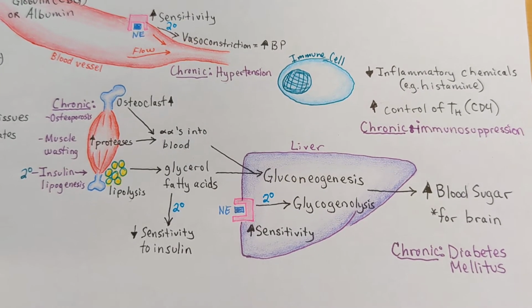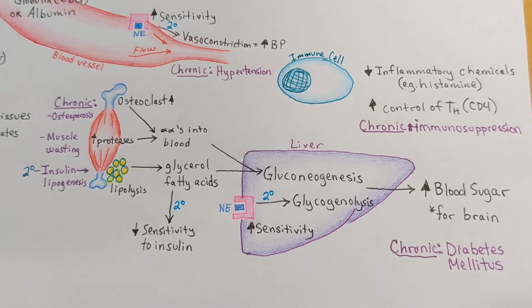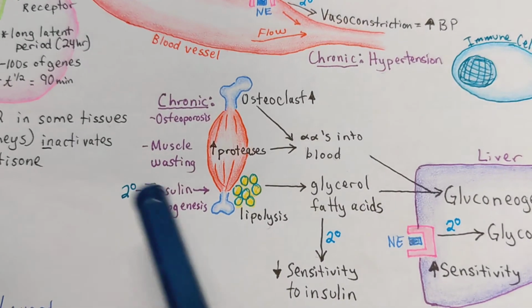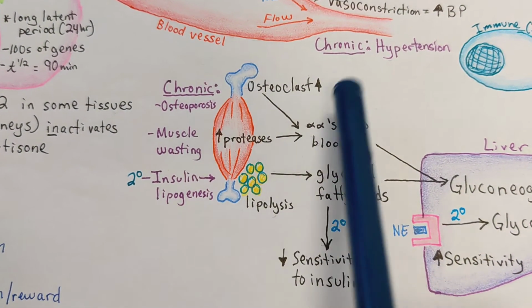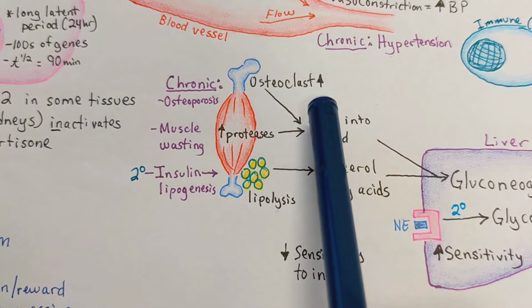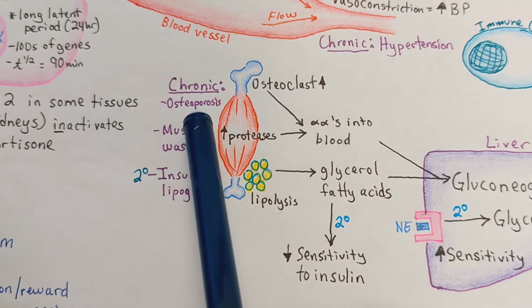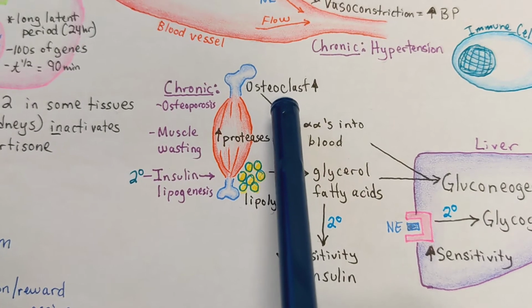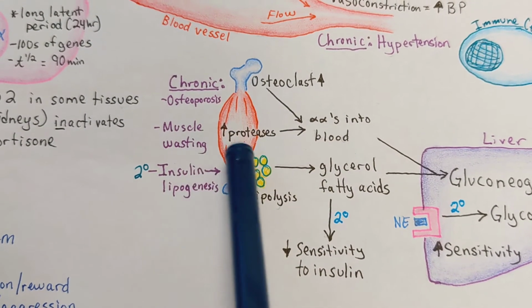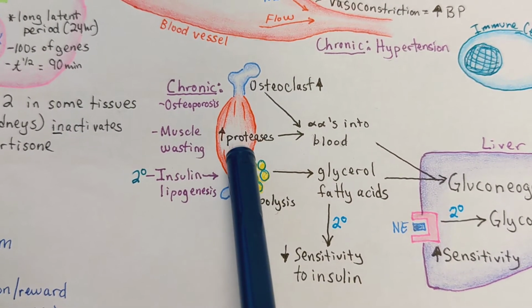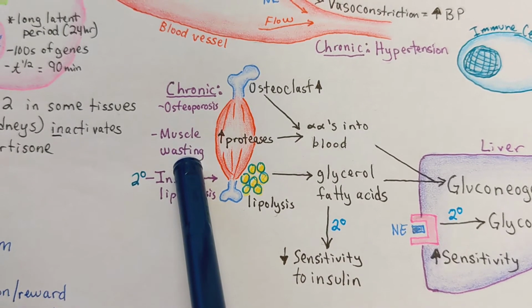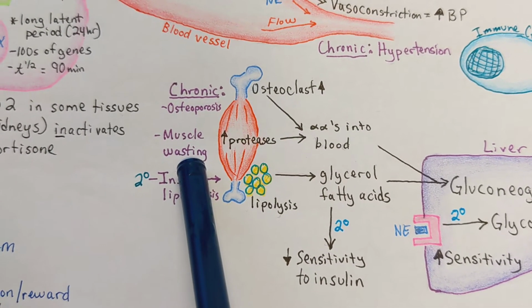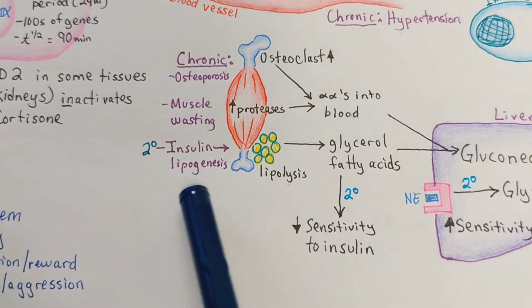there are some side effects of this system. And so, for example, if increased osteoclast activity continues in the long term, this can lead to osteoporosis. Right? So osteoclast activity is outweighing osteoblast activity. Okay? If you keep on breaking down proteins, the muscles are going to waste away. Okay? So they're going to get smaller, you're going to get weaker.